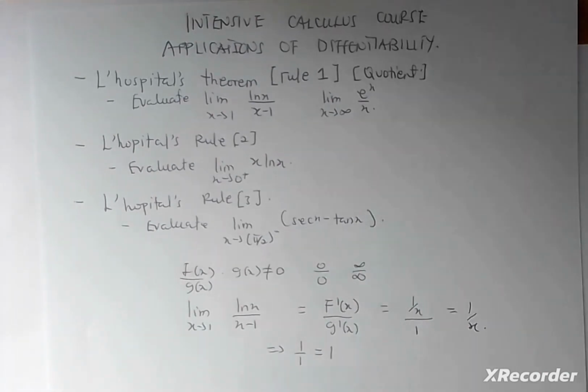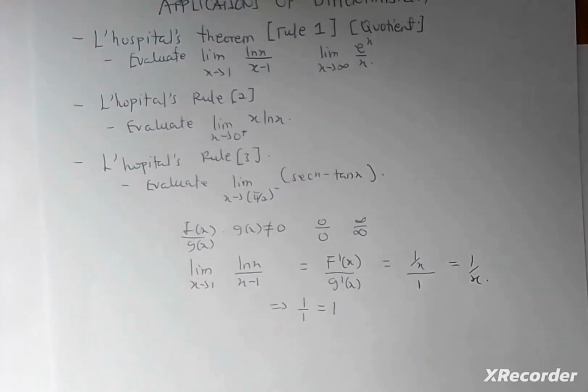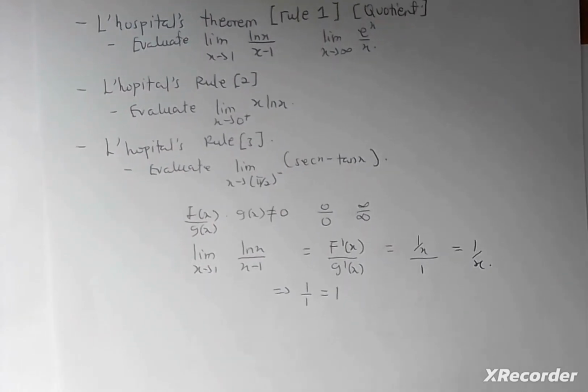Let's take L'Hopital's rule 2. L'Hopital's rule 2 deals with products. If you have a product of two functions which gives an indeterminate form after you have applied a limit at a certain point, then you are supposed to use L'Hopital's rule 2. So let's see L'Hopital's rule 2.